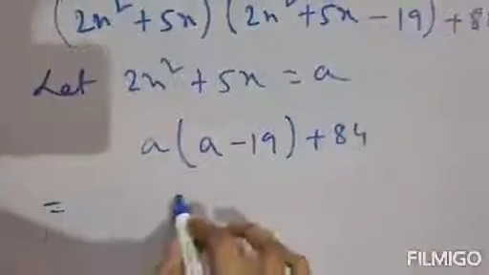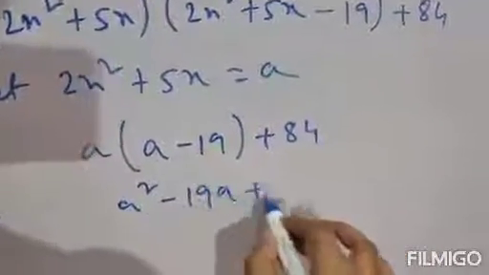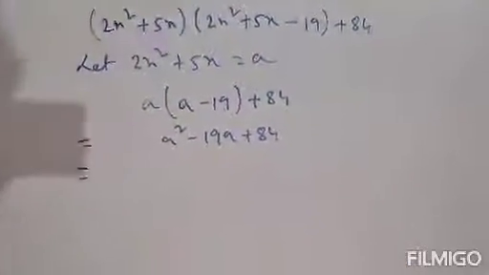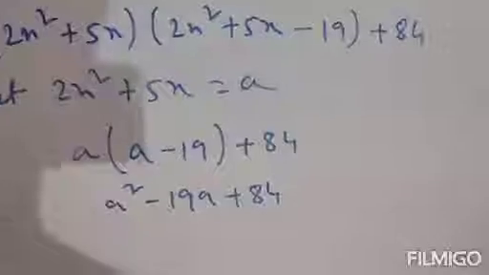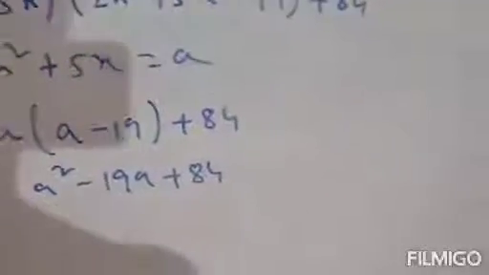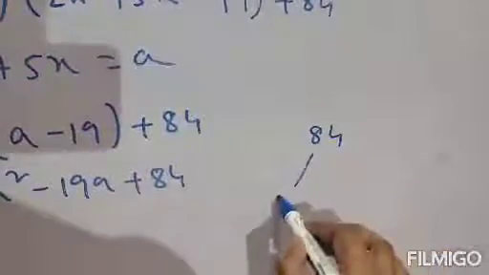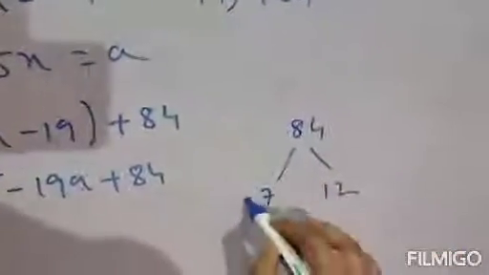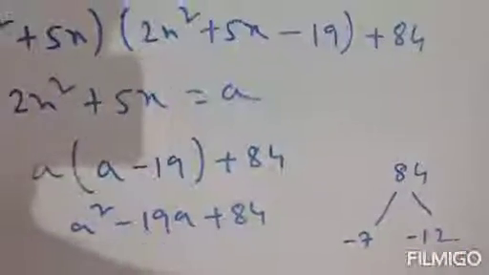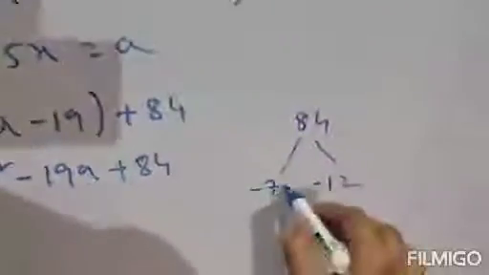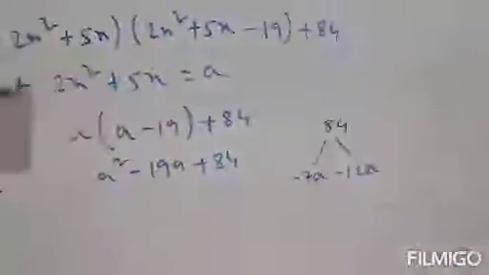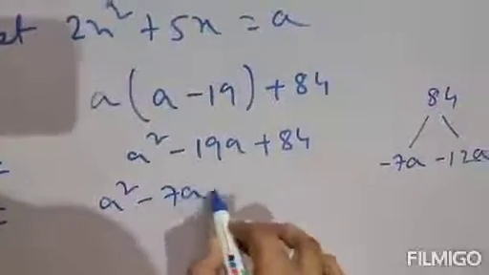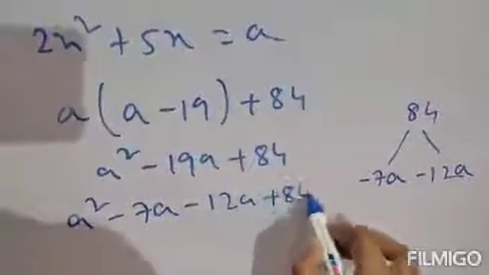Now this is a square minus 19a plus 84, so this is also a middle term factorization. Split 84 so that you can have minus 19 in the middle. 7 and 12, 7 12s are 84, so you will use minus 7 and minus 12, that is minus 19, and a is also there, so you will use minus 7a minus 12a. So write a square minus 7a minus 12a plus 84.